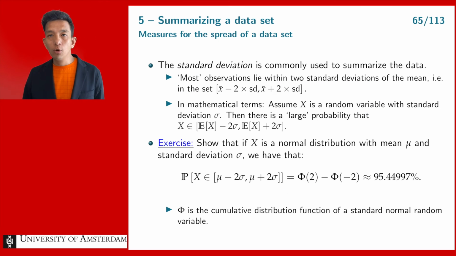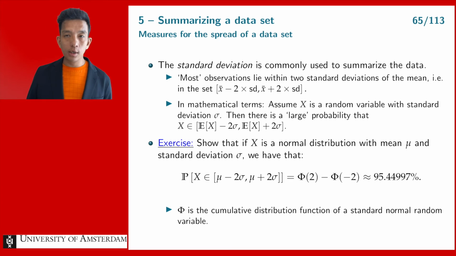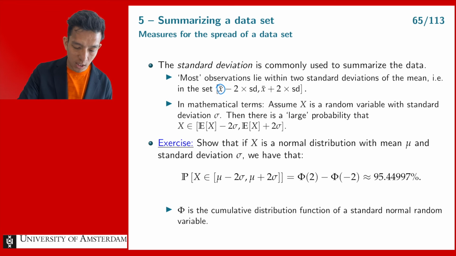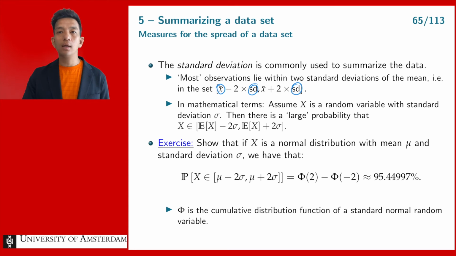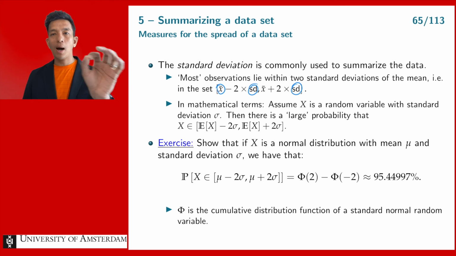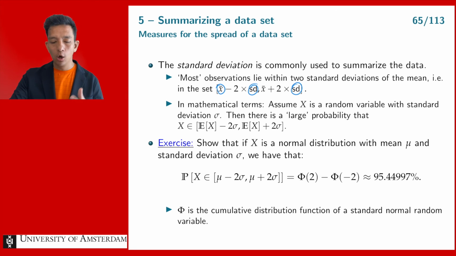Let me say a few more words about the standard deviation and also the mean. We have this rule of thumb that says, if I have a data set, I calculate the mean x bar, I calculate the standard deviation, then most of my data is in the interval mean minus 2 times the standard deviation, mean plus 2 times the standard deviation. So we say that most observations lie within 2 standard deviations of the mean.